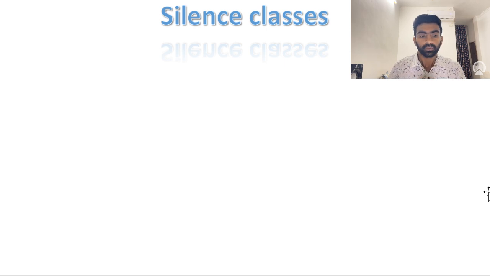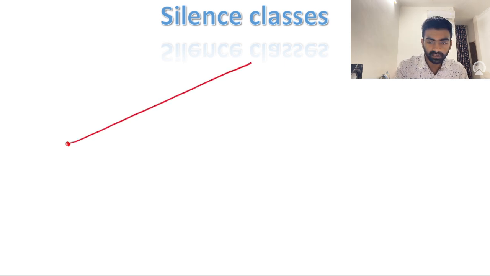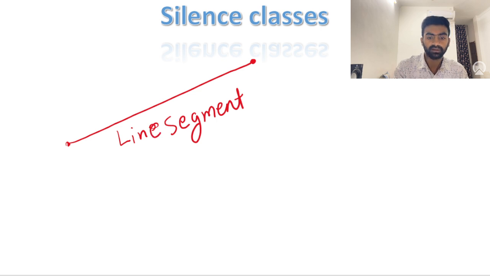We used to draw different types of lines, but in mathematics all the lines have different names. If we know the starting and the end point of any line, it is known as a line segment. Means when we know the starting and the end point of any line, it is known as a line segment.